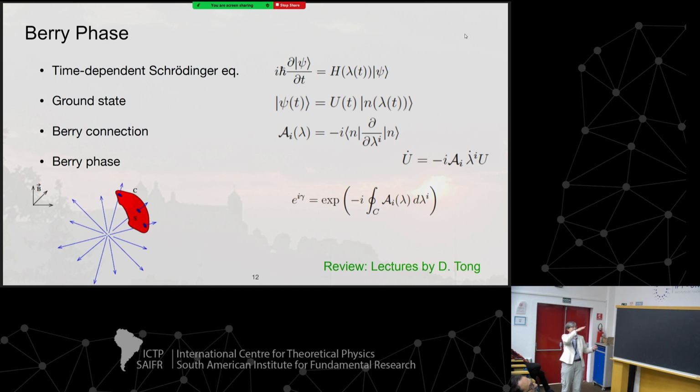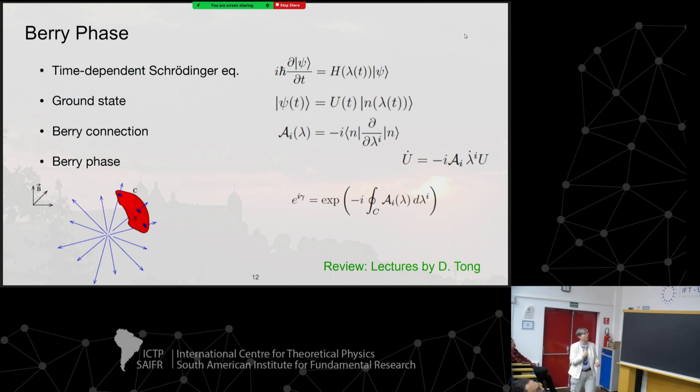At the level of a quantum mechanical system, if you start from the time-dependent Schrödinger equation, which depends on a certain set of parameters called lambda here, then you can write the ground state as the time evolution of some basis with some set of unitary operators that depend on time. And then you can define the so-called Berry connection. It's a connection in the mathematical sense of covariant derivatives, and if you have several of these parameters lambda, then you act with the derivatives with respect to these parameters on your basis states, and that defines this connection.